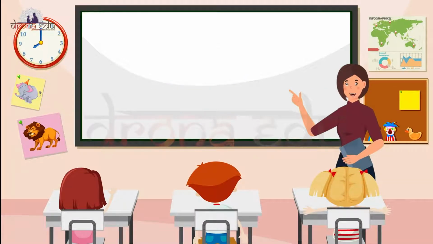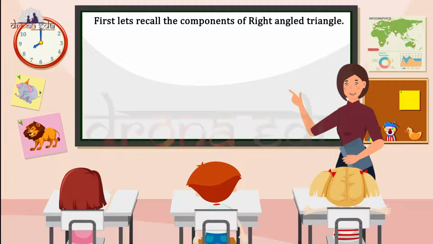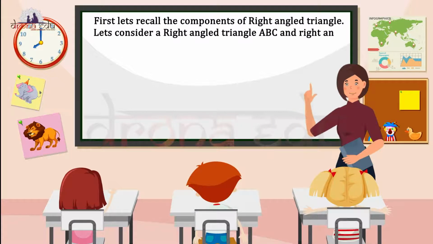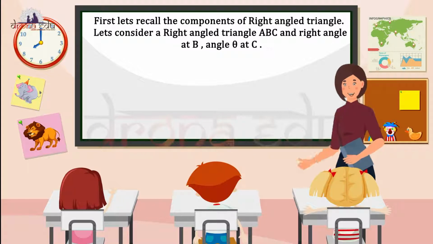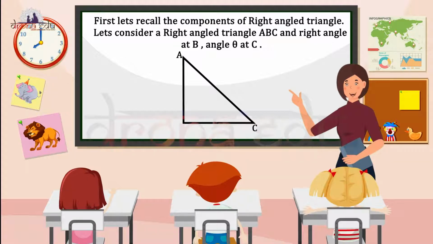And then let's see the components of the right angle triangle. For that, let me consider a right angle triangle ABC. Here, it is right angled at B and it has an angle theta at C. Now here, if we see, there is a longest side, right? Just opposite to the right angle, which is AC. So this is nothing but the hypotenuse.